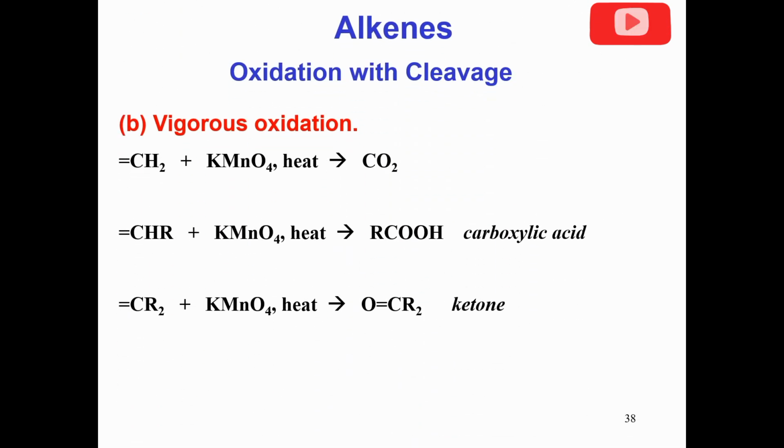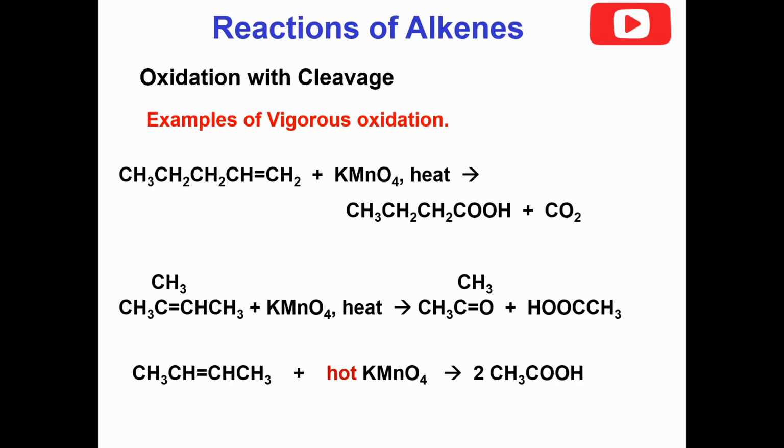But when this oxidation is using permanganate with heat, at times they can put acidified. It means that the reaction is very vigorous. Terminal carbon is going to form CO2, while a carbon that has hydrogen is going to form carboxylic acid. Those that have no hydrogen are going to form a ketone, just like what happened in ozonolysis. Typical examples of oxidation with cleavage in alkene.